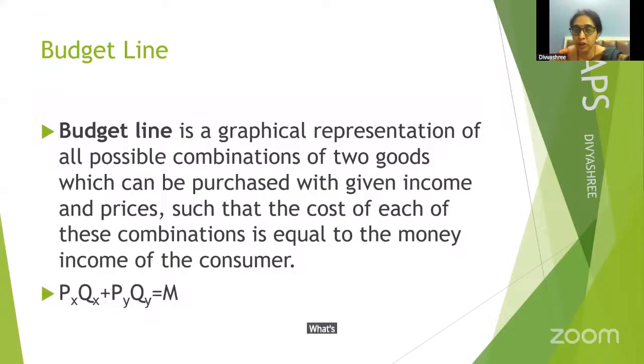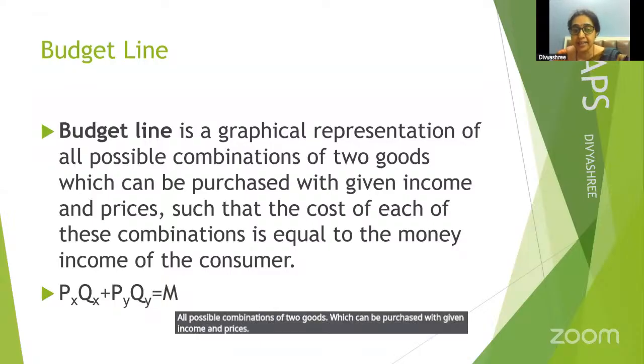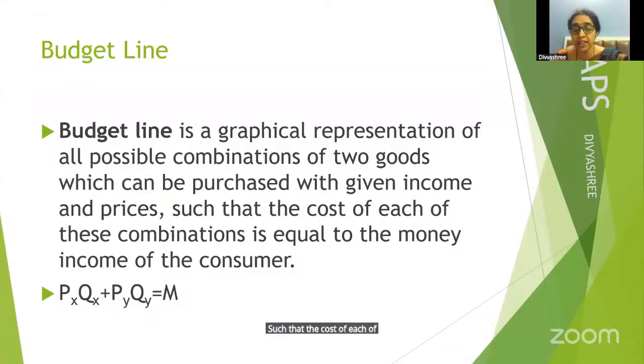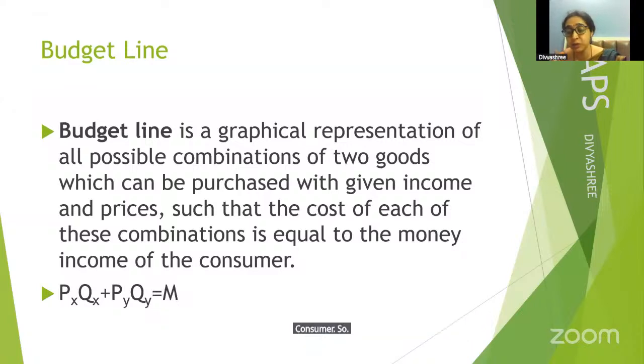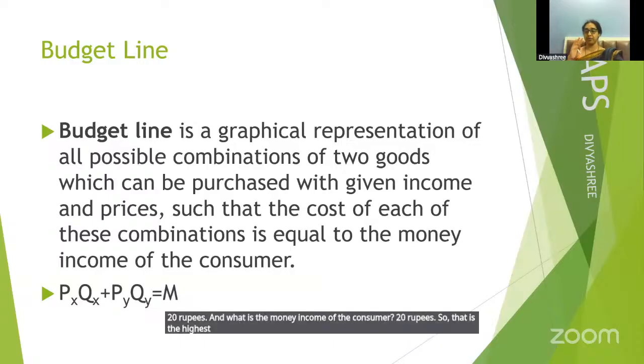All possible combinations of two goods which can be purchased with given income and prices, such that the cost of each of these combinations is equal to the money income of the consumer. So combinations A, B, C would cost the same. How much? 20 rupees. And what is the money income of the consumer? 20 rupees. So that is the highest purchasing power.